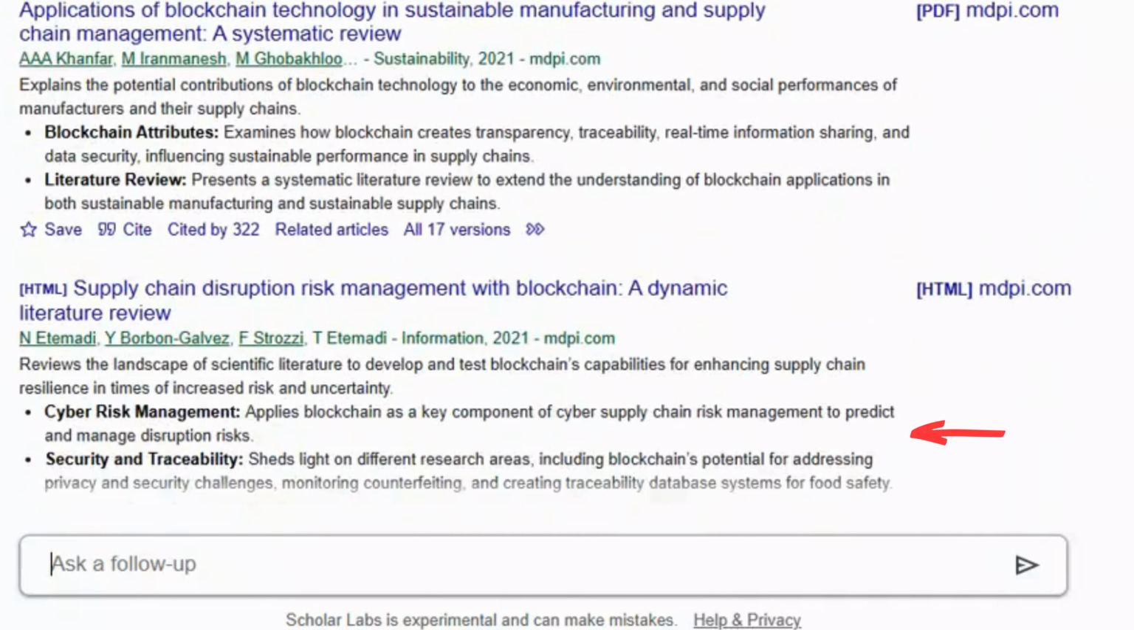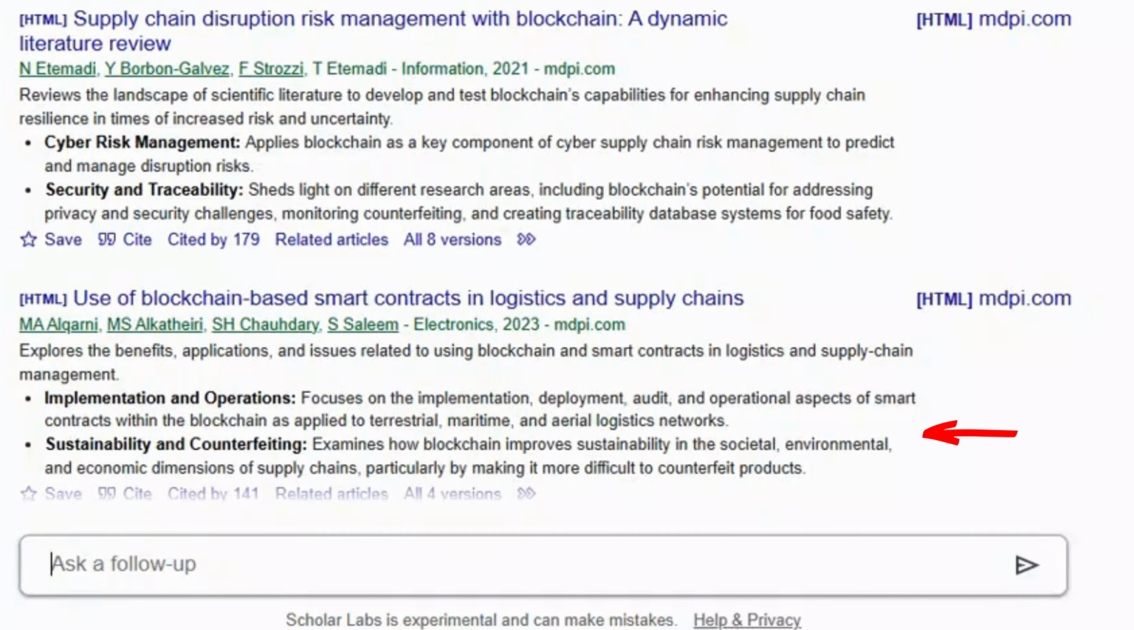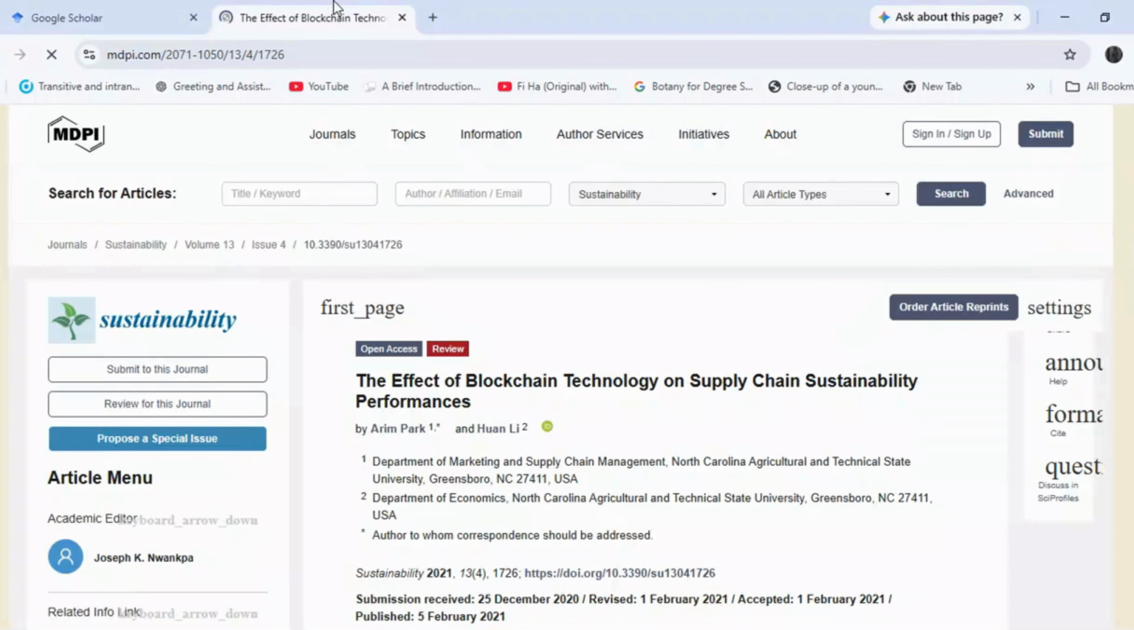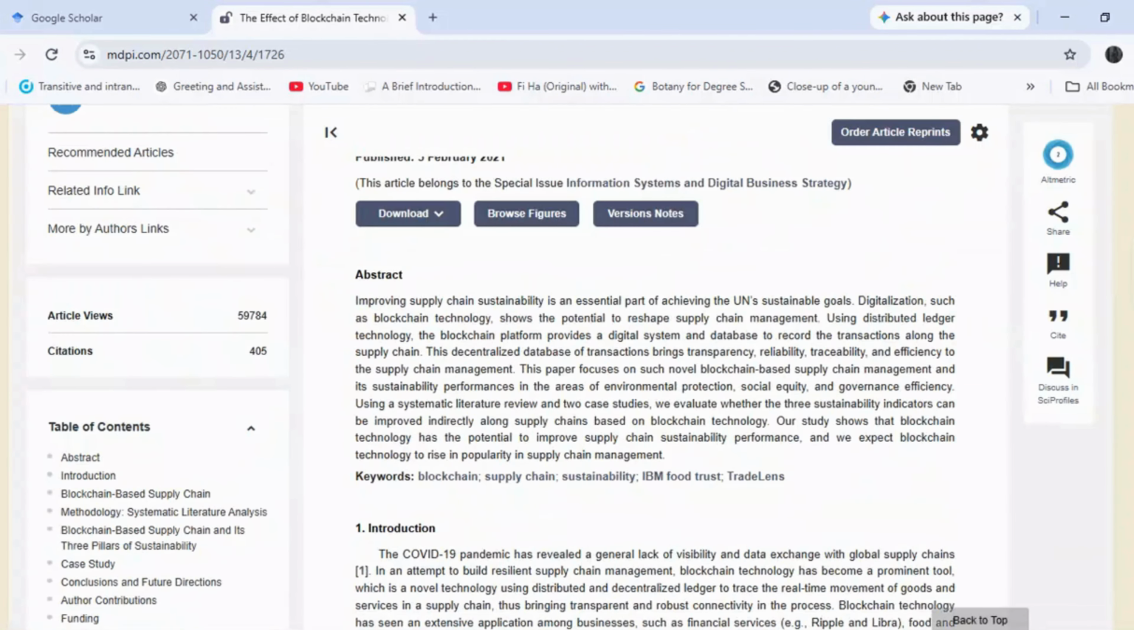Instead of opening every paper immediately, I can first read these short explanations and determine which studies are most relevant to my research question. If I find a paper that looks particularly useful, I can open it and read the article in more detail. You can also read selected papers with ChatGPT. I have attached the videos in the description.